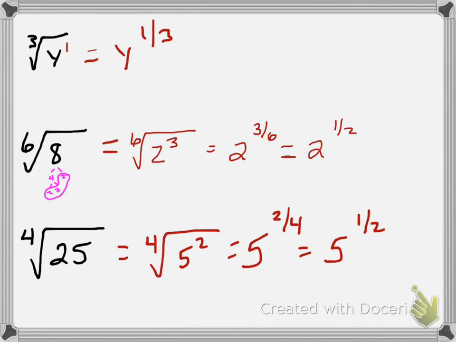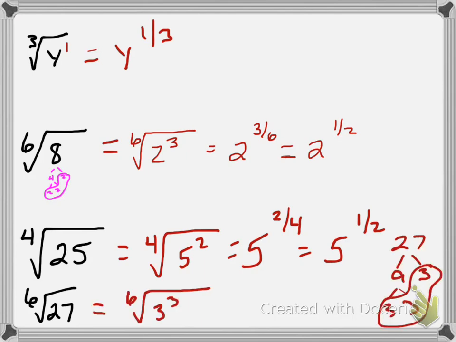Let's try one more like this. Does anybody have any questions so far? Last one of this kind before we move on. 6th root of 27. The 6th root of 27 is the 6th root of 3 to the 3rd, which is 3 to the 3/6, which is 3 to the 1/2 power.